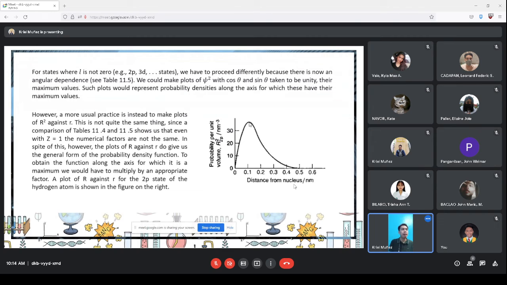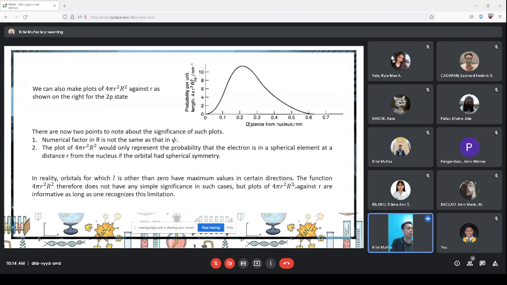just for us to be able to give an acceptable shape in 3D space. Okay, so we can also make plots for 4 pi r square, not for 4 pi r square psi square, against r, as shown on the right. So this is what will be given to us.